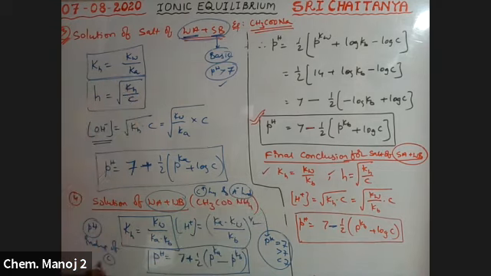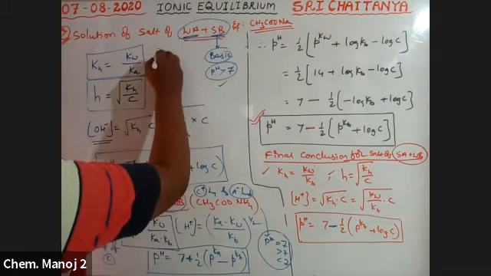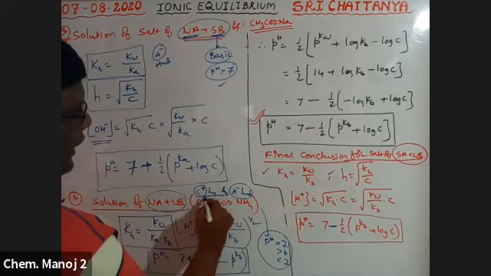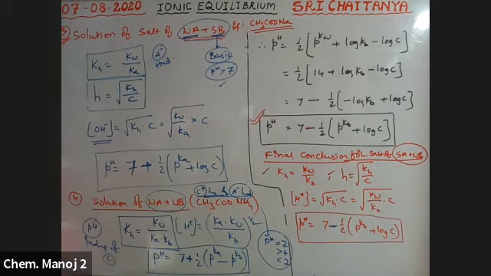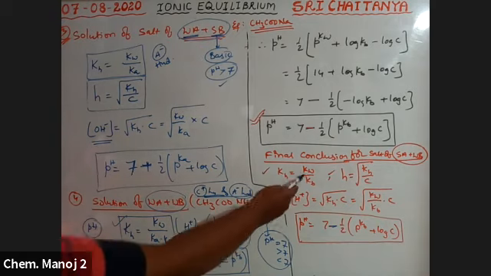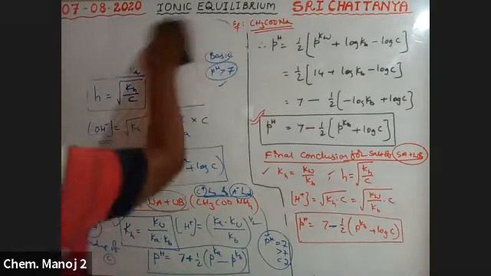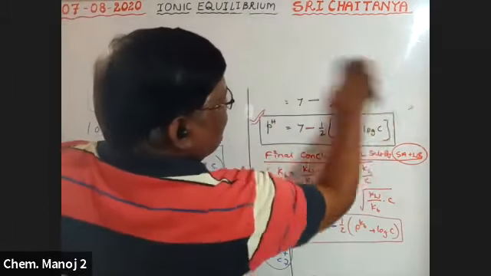For the salt of weak acid and strong base, it is basic, which means anionic hydrolysis takes place. Here cationic hydrolysis takes place. Here both cationic hydrolysis and anionic hydrolysis take place. Here Kh is equal to Kw by Ka into Kb. So this is the way to calculate the pH of solutions. Final conclusion, boys: these are very, very important relations, and based on them we should calculate some problems. So see here.